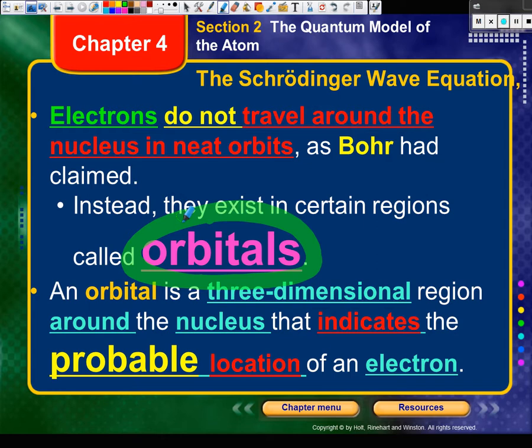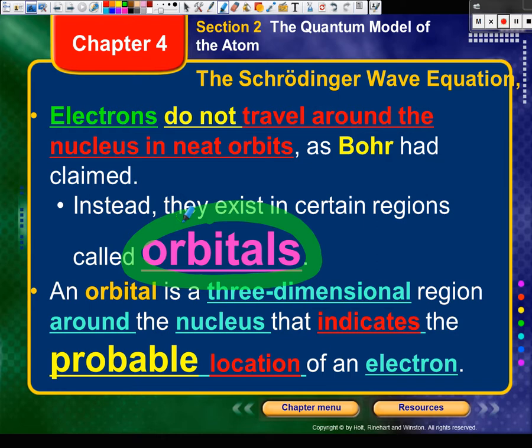I need you to know that bottom bullet, that is a test question. The definition of an orbital. I'm telling you now, that is a test question. An orbital is a three-dimensional region. Now, what does three-dimensional mean? It's got all three sides. It's got a height, a length, and a depth. Okay, it's a three-dimensional region around the nucleus.